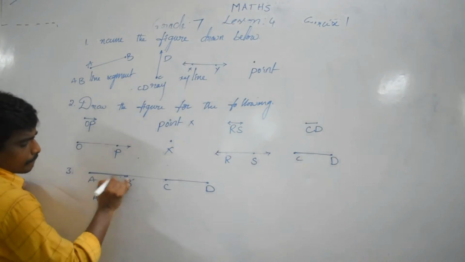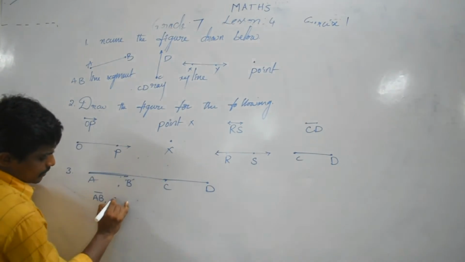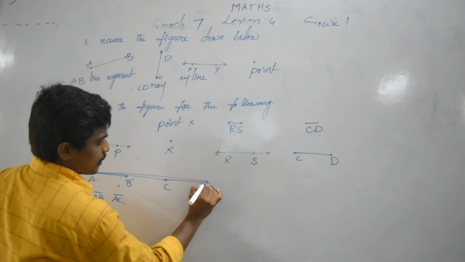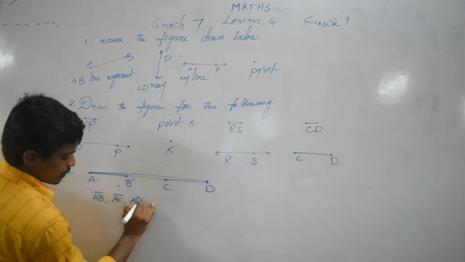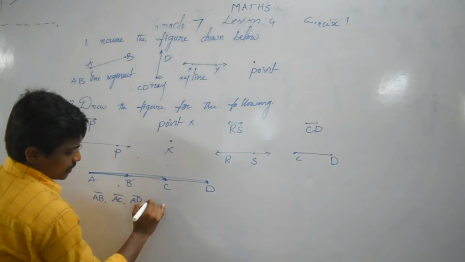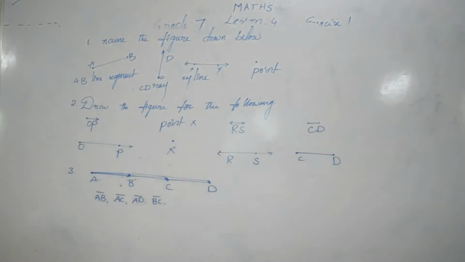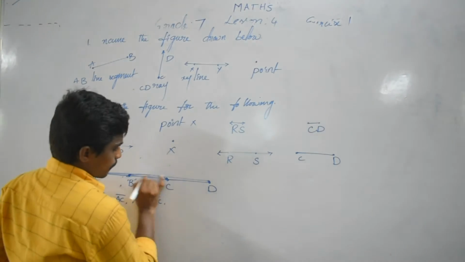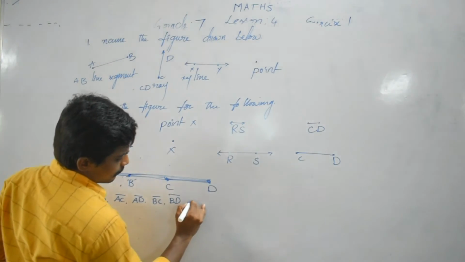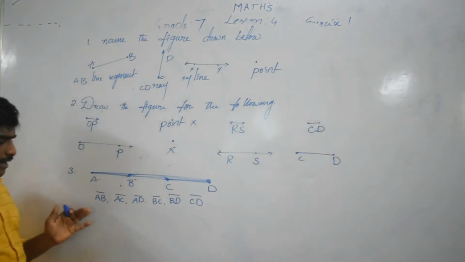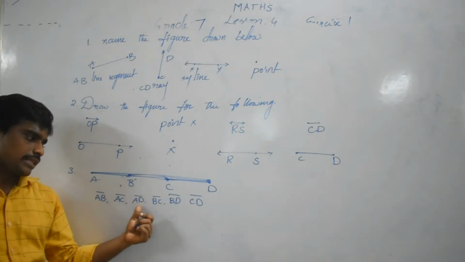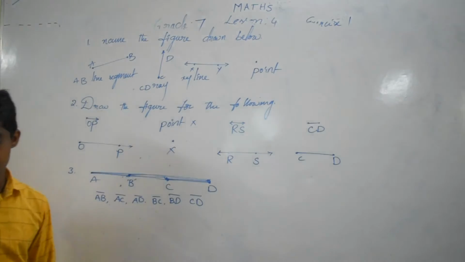Next one, AC, one line segment. Next one, AD, one line segment. Next one, BC, one line segment. Next one, BD, one line segment. Next one, CD, one line segment. So how many line segments does this figure show? 1, 2, 3, 4, 5, 6 line segments.